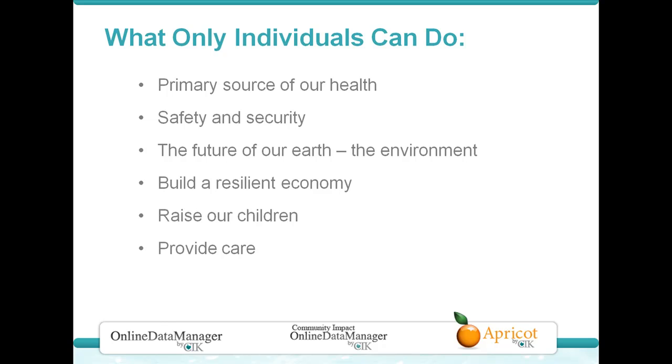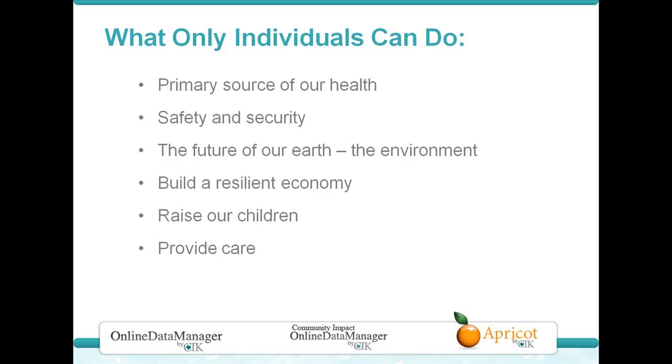So that safety and security, to a large part, is driven by community engagement and neighbors knowing neighbors. The future of our earth, the environment, that's critical. Again, people play a critical role in that, building a resilient economy. People have a role to play around that, and certainly raising our children.